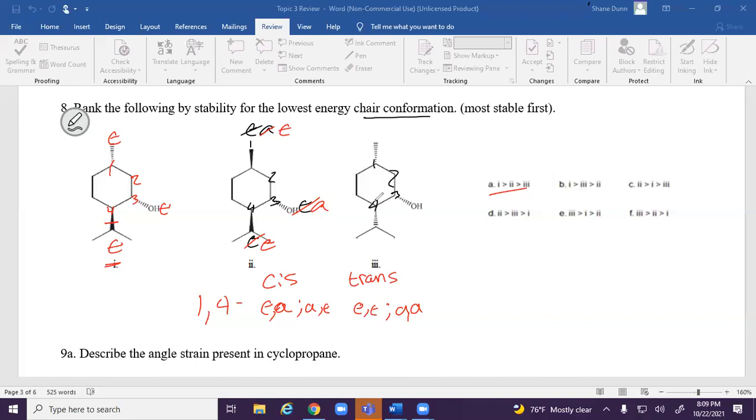Okay, 1-3 says equatorial. You can assume that, right? Or axial. Correct? Okay. But over here, this has to be the opposite. So EA, so the same thing, right?